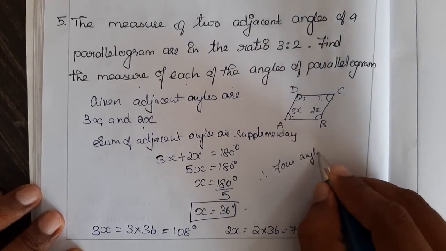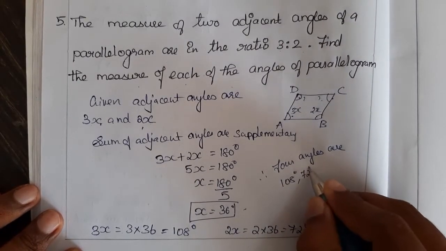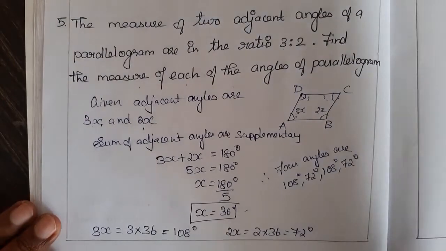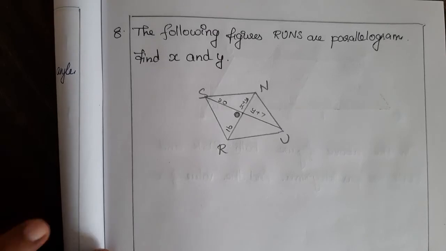Therefore the four angles are 108 degrees, 72 degrees, 108 degrees and 72 degrees, since the opposite angles are equal in a parallelogram. Here we go for the next problem.